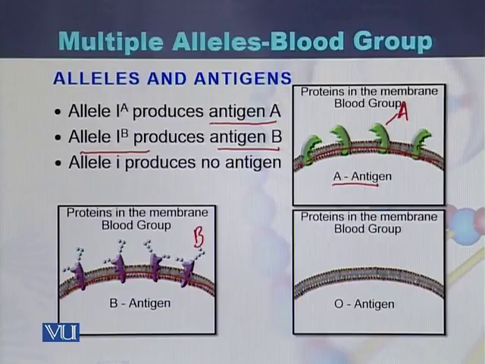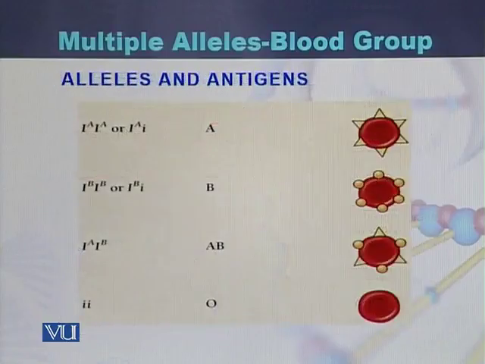In case of the third allele, allele I, it produces no antigen. When there is allele I, there will be no antigen on the surface of the red blood cells. Here we can see the cell membrane of the red blood cells, and there is no antigen present on the surface of the red blood cells. So in this diagram we can see how these antigens are different from each other.